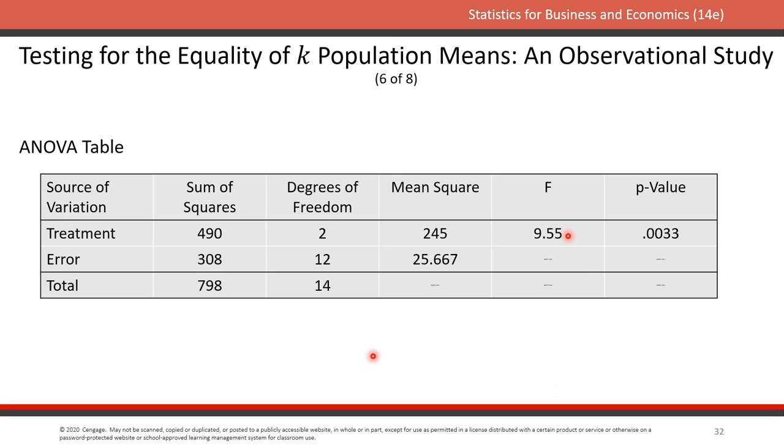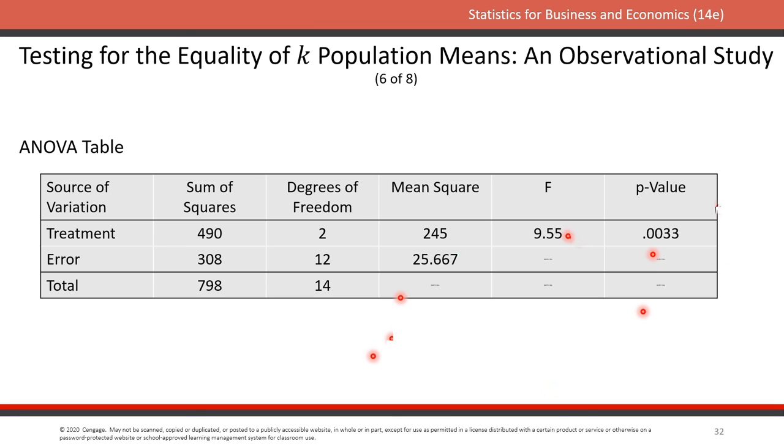The construction of a p-value would require a computer. So again, I plug in this 9.55 into pf. I give it the numerator degrees of freedom as df1, the denominator degrees of freedom as df2, and lower.tail equals false because I want the upper tail, the area in the upper tail, and that gives me this p-value.